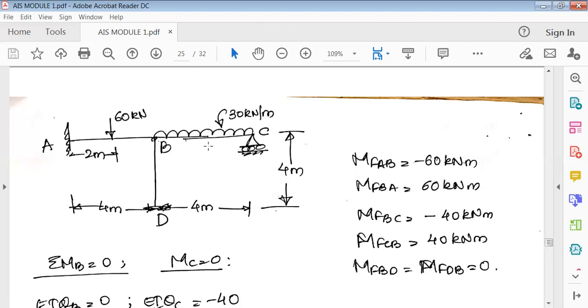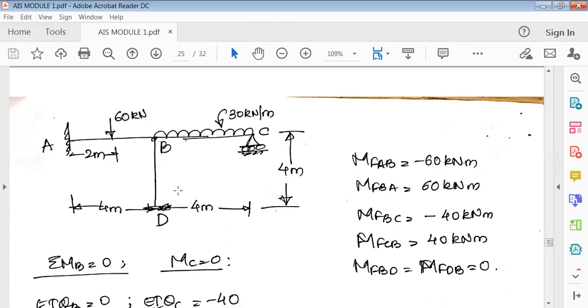So as usual, by seeing the problem, you'll get to know whether it's a sway or non-sway frame. There are no horizontal forces acting to the right here. Even if one acts, this frame will not sway, because it is restricted at A and C. So it's a non-sway frame. Again, you have to write there that it's a non-sway frame.